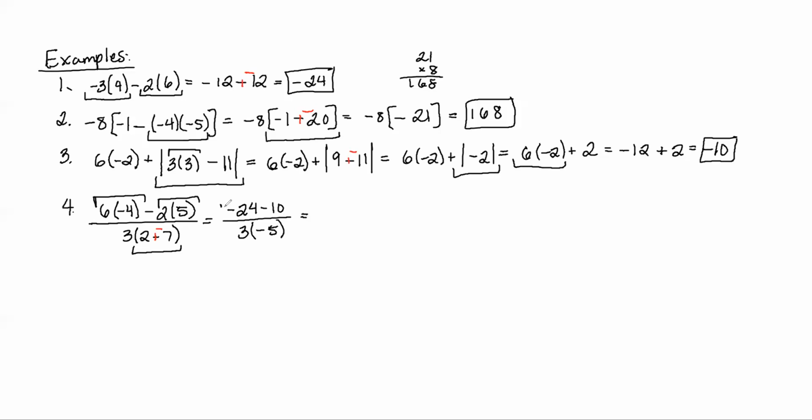And now on top here, we have subtraction, so I'm going to change this to adding the opposites. So -24 plus -10, adding 2 negatives, we get a -34. And 3 times -5 is going to give us -15. And so even though we can't reduce here, there is one last thing we want to do. You always want to simplify as much as possible. Even if it doesn't look like you're doing a whole lot, a negative over a negative is a positive. So we can go ahead and change this to positive 34/15.